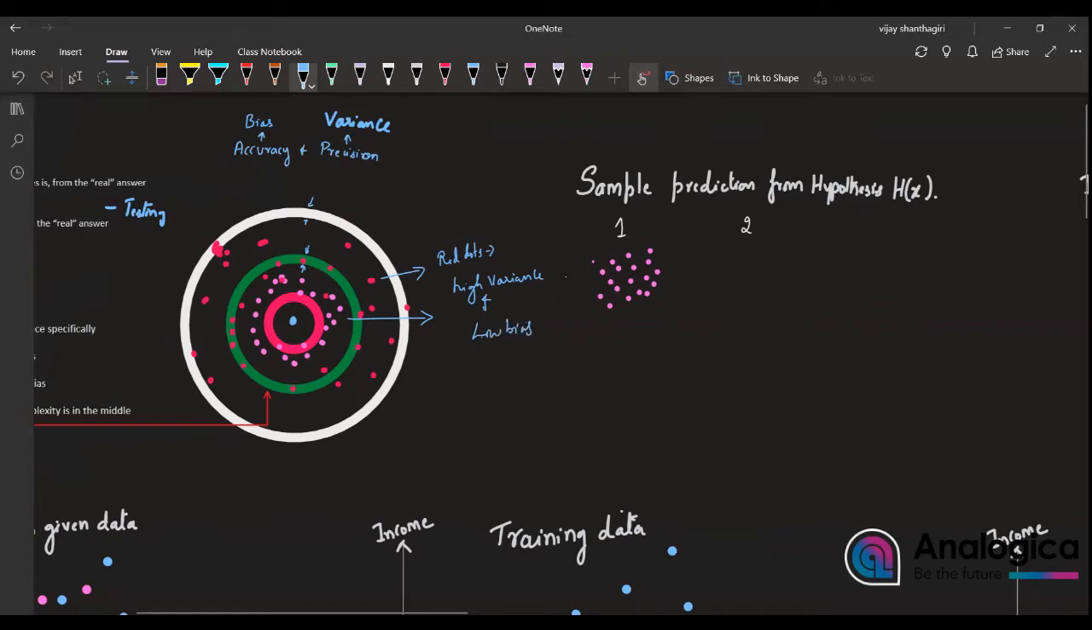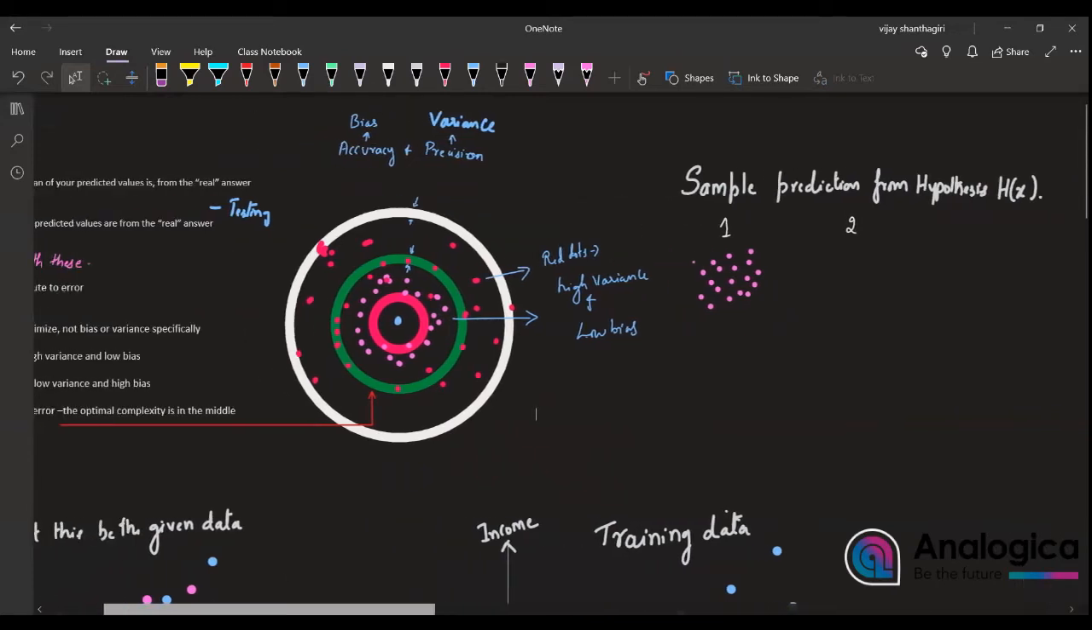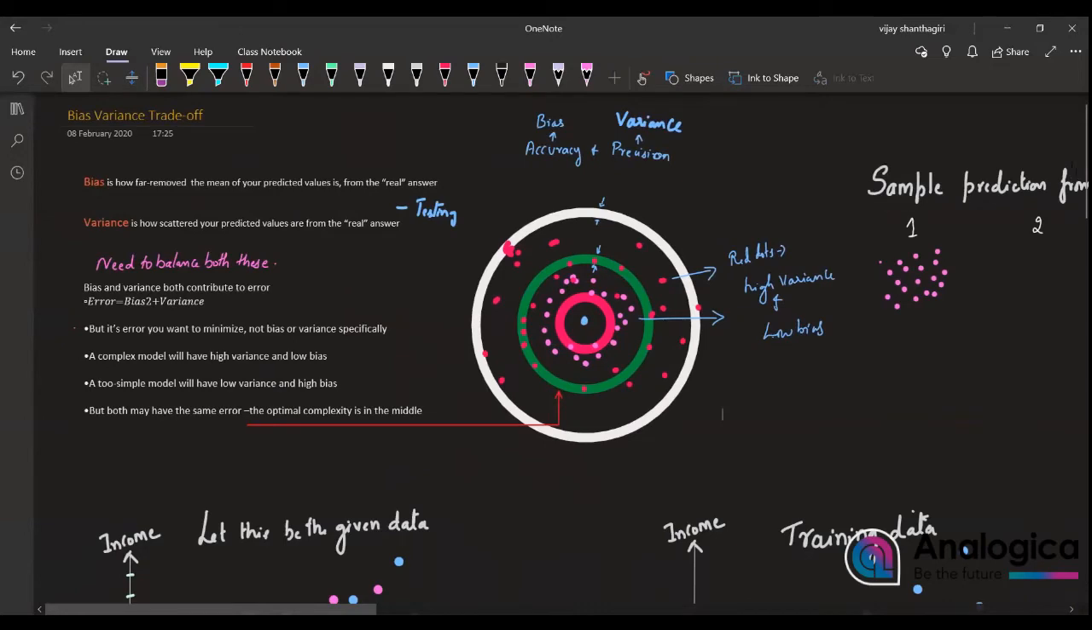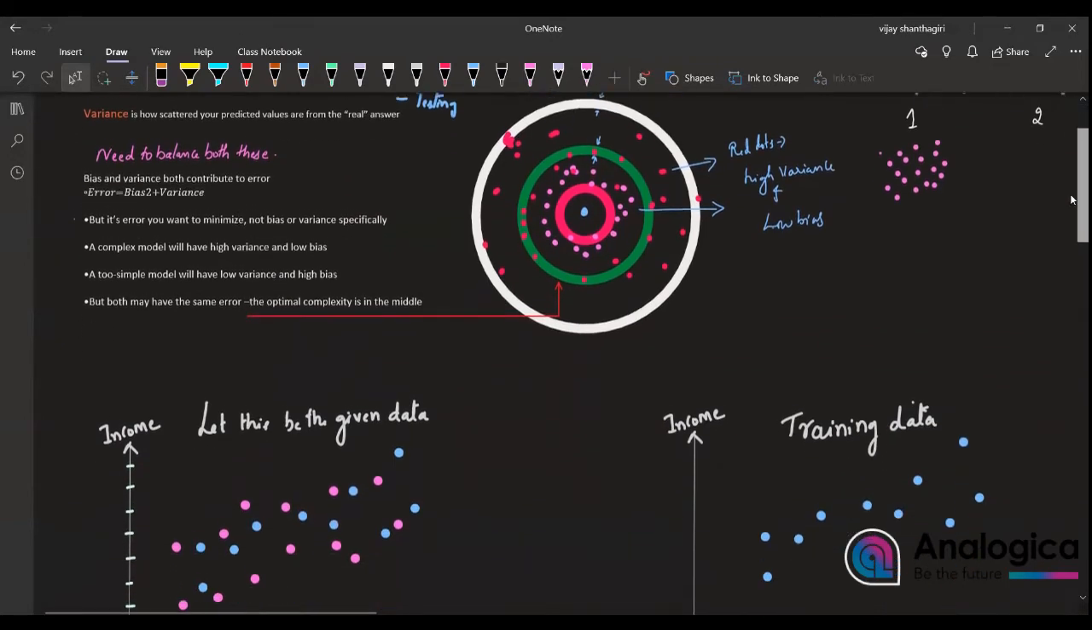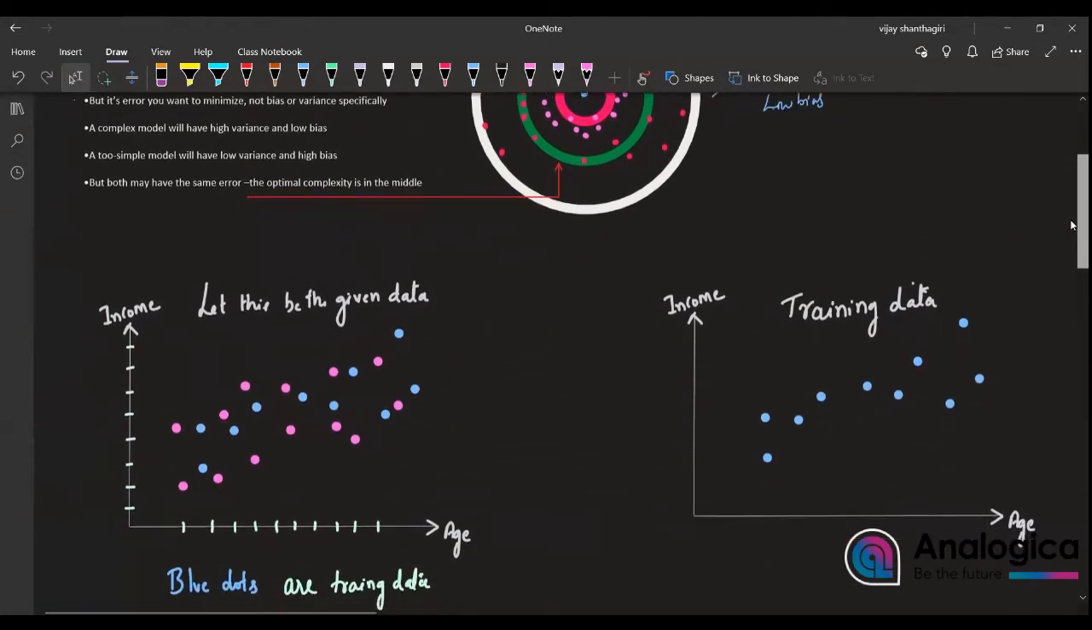Because bias is when you end up with values which are moving away, like this. Okay, this is high bias and low variance. As it moves to the center, it's low bias and low variance. So I hope you get the point. It's more like accuracy and precision. So let's see how it happens in real life, and why we find ourselves in such situations.